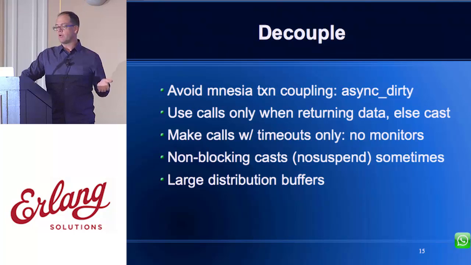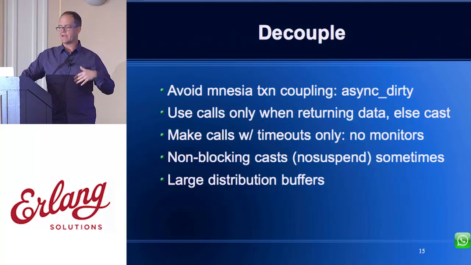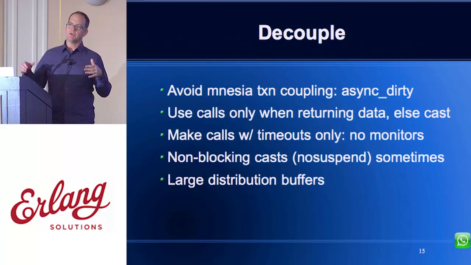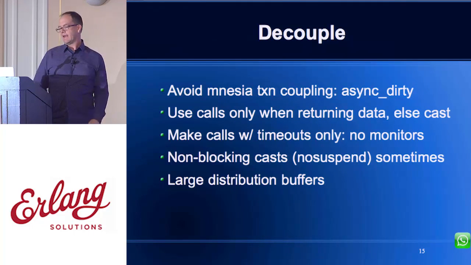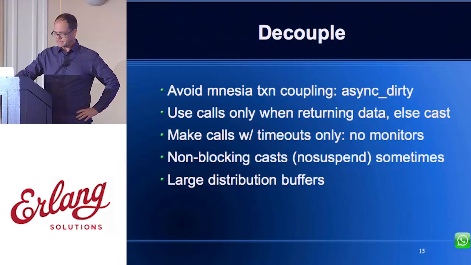When we do need to make calls, we do it using timeouts only, so we don't set monitors. So like a gen server call will typically set a monitor to make sure that the target's there. So we just rely on the timeouts of a cast. A cast that goes nowhere will eventually time out, and so we handle it that way. And that just reduces contention on procs on the far end, and it reduces traffic over the distribution channel.